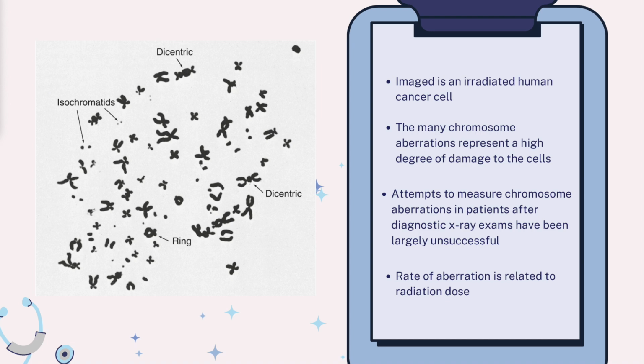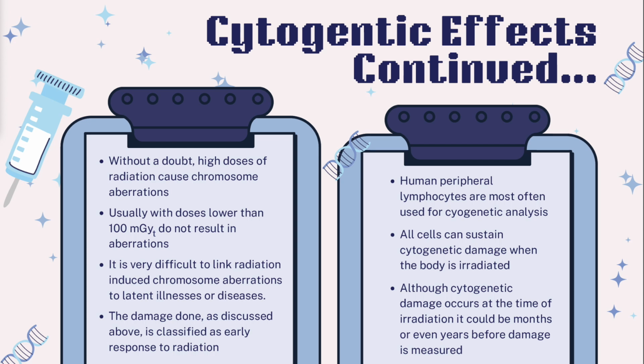Now that we have a better understanding, we can look at this photo and now see these abnormalities in a different light. The arrows point out the dicentric and ring chromosomes as well as the isochromatids. There is no question that high doses of radiation cause chromosome aberrations. However, with doses lower than 100 milligray tissue, these same aberrations do not occur. Something that is still very hard to do is to link these radiation-induced aberrations to latent diseases or illnesses.